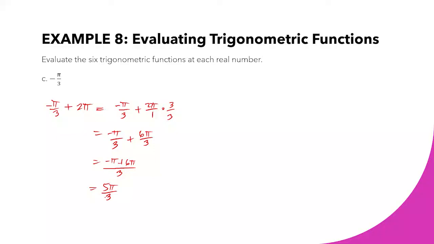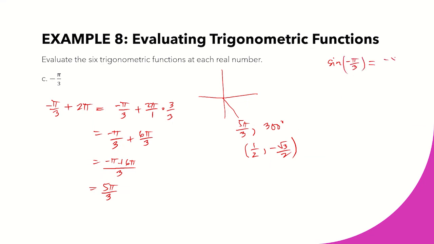So, titingnan mo lang yung 5 pi over 3 sa ating unit circle. 5 pi over 3 is in quadrant 4. So, somewhere here. So, in angle, that would be 300 degrees. Ibig sabihin nito, yung negative pi over 3 is the coterminal angle of 5 pi over 3. Okay? So, 1/2, then negative square root of 3 over 2. So, there you go. Yung sine natin sa ating negative pi over 3 would just be the y coordinate, so negative square root of 3 over 2. Yung cosine is yung x coordinate, so 1/2.